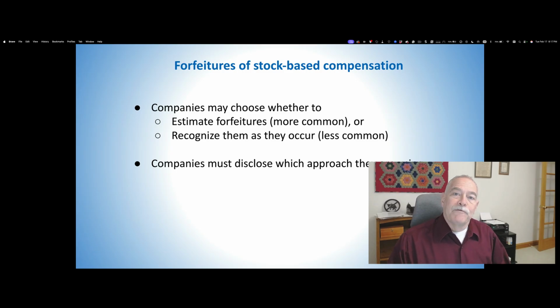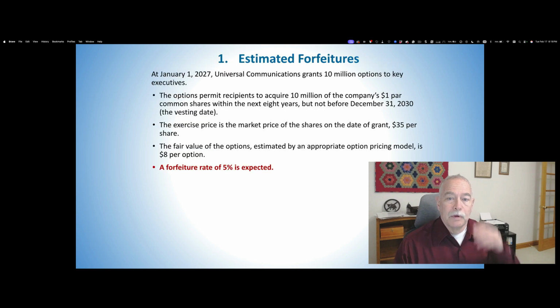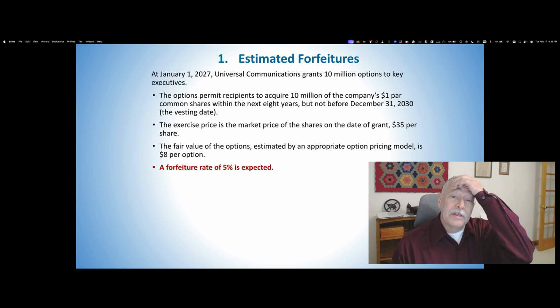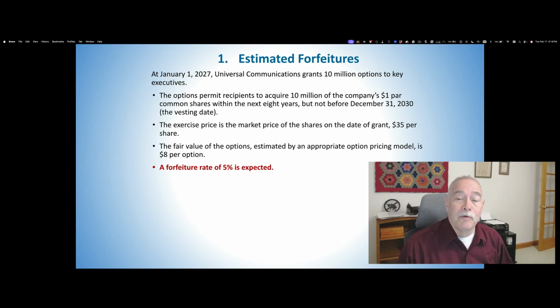Now, let's talk about forfeitures of stock-based compensation. Companies can choose whether they want to estimate the forfeitures, which is the more common approach, or to wait until they actually occur, which is less common. But when they do this, they have to choose an approach and stick with it, and disclose which approach they are using.